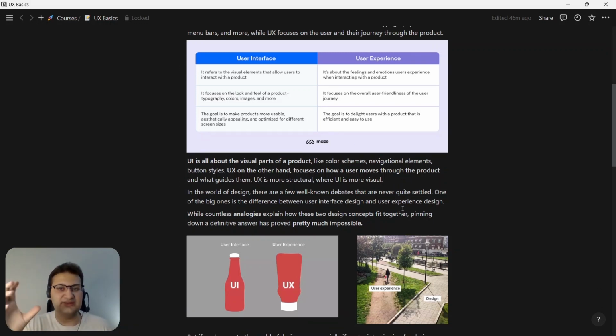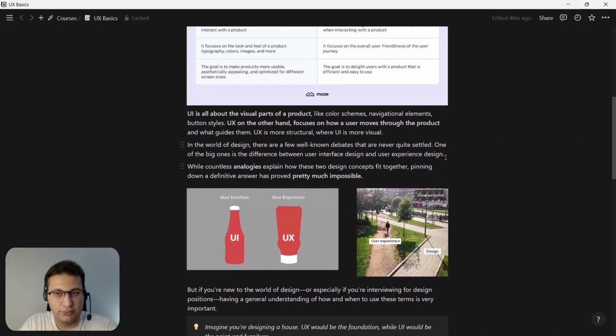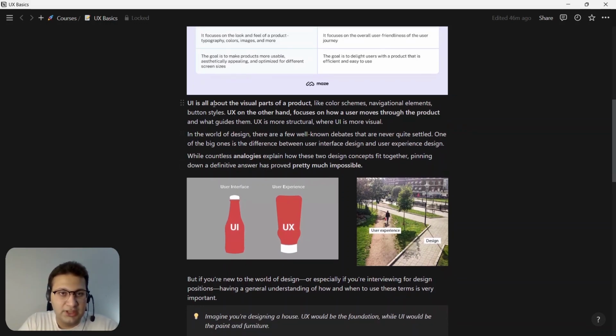So as you can see, what UX deals with is the intangible, which you cannot see, which you cannot touch, but you can experience. But UI is something you can actually see in front of you. It is tangible in nature. So that's a very brief overview summary of the two.